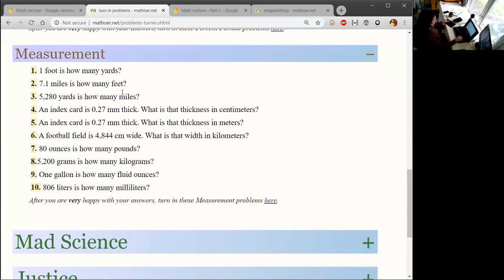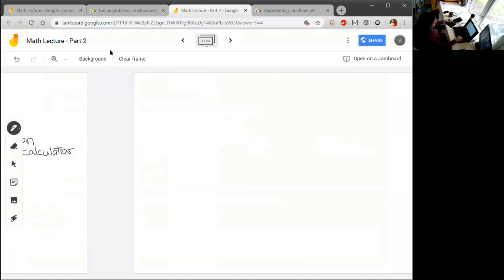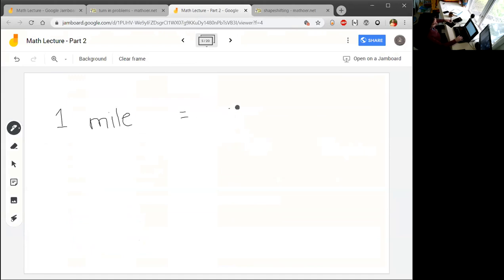feet to yards, miles to feet. Did we talk about how many miles are in a foot? Maybe I've never written that anywhere. If it's not in your notes anywhere, 1 mile is 5,280 feet. Save you from having to Google that.